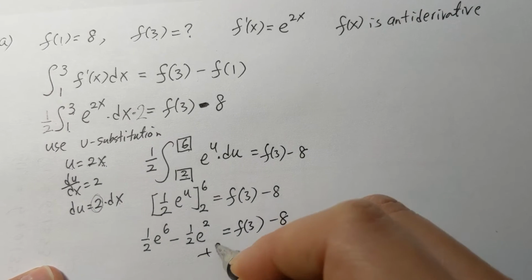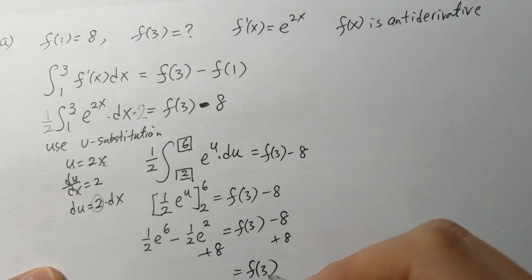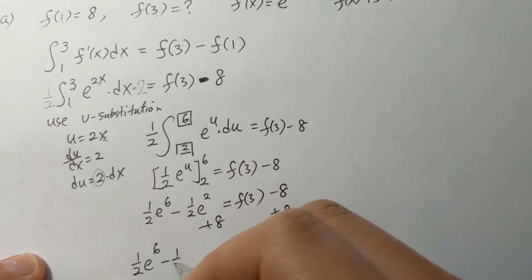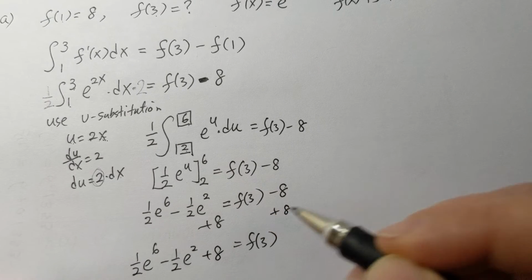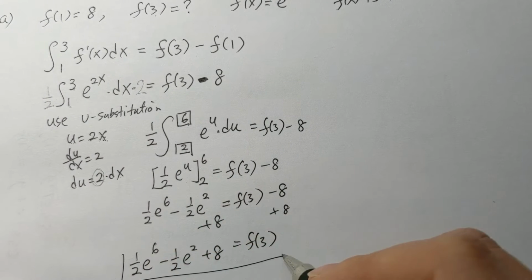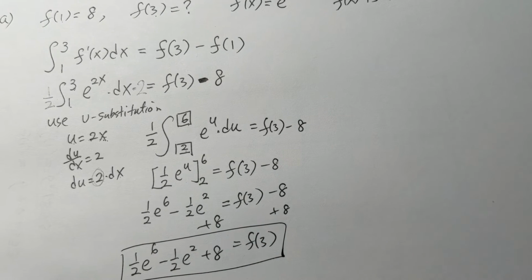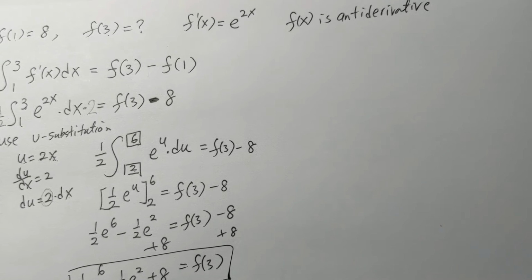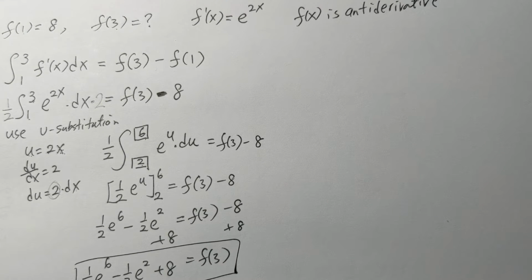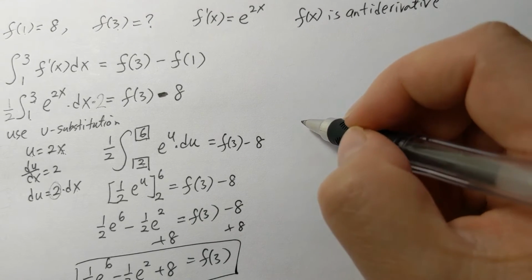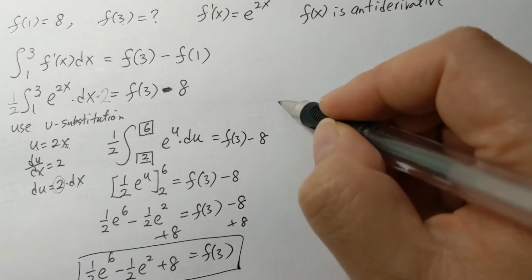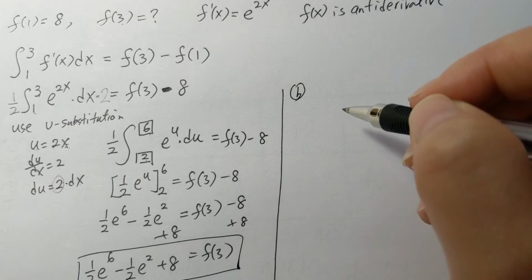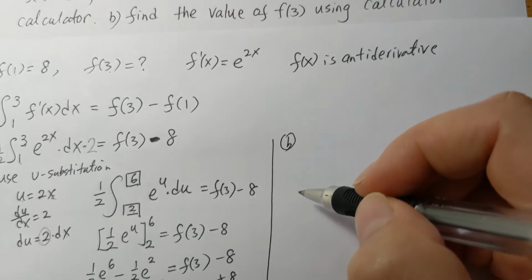And then we plus 8 on both sides. So we got f of 3 equal 1/2 e to the 6 minus 1/2 e squared plus 8. So that will be our final answer without using a calculator. Now let's go to our part B. If you use a calculator, that will be much easier. So let's go back over here.